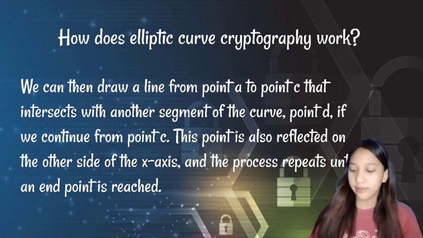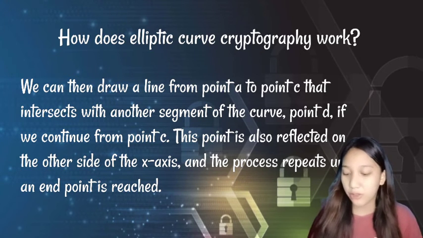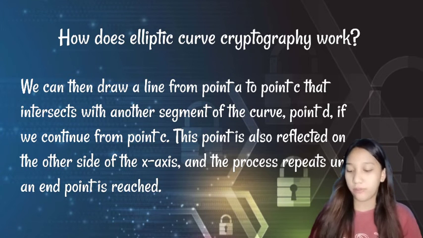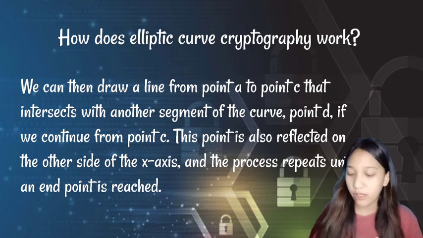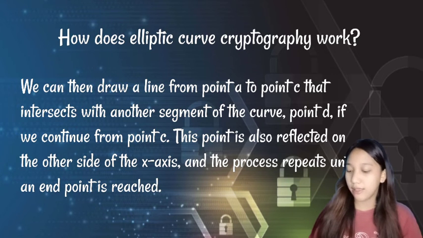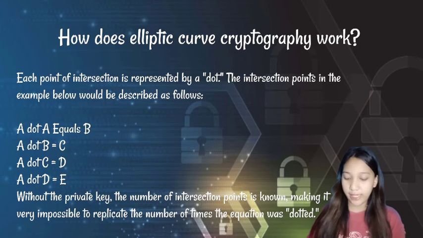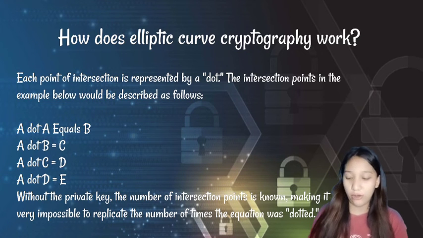We can then draw a line from point A to point C that intersects with another segment of the curve, point D, if we continue from point C. These points are also reflected on the other side of the x-axis, and the process repeats until the endpoint is reached. Each point intersection is represented by a dot. The intersection points in the example below will be described as follows.